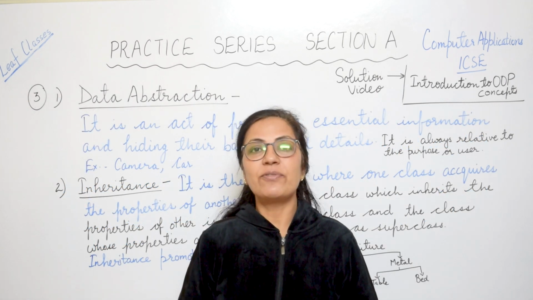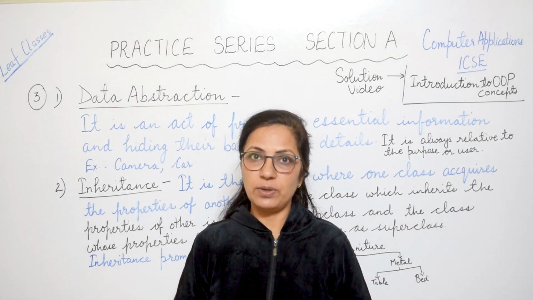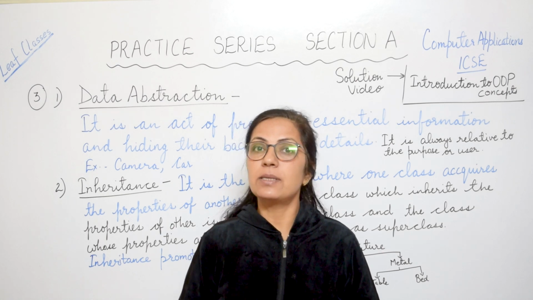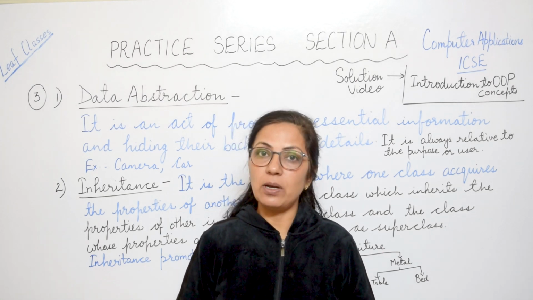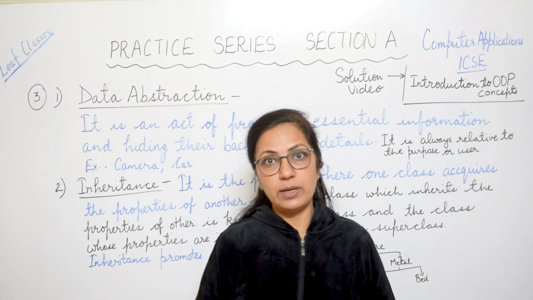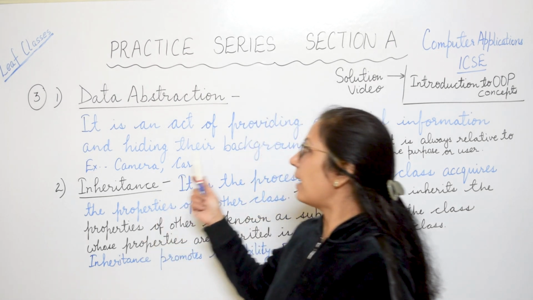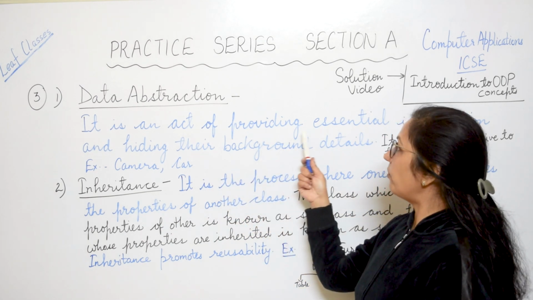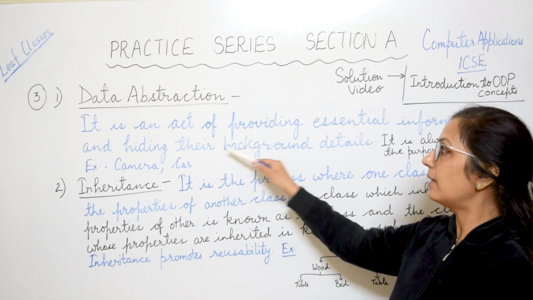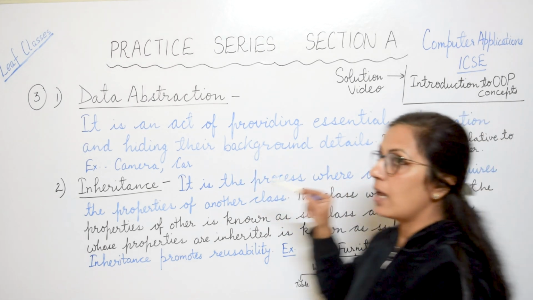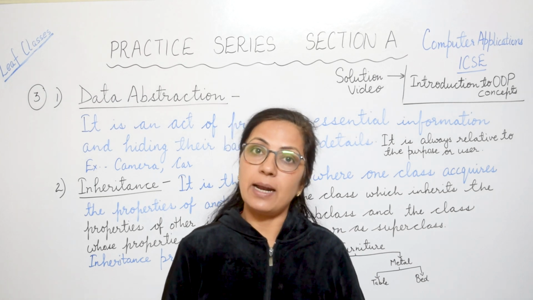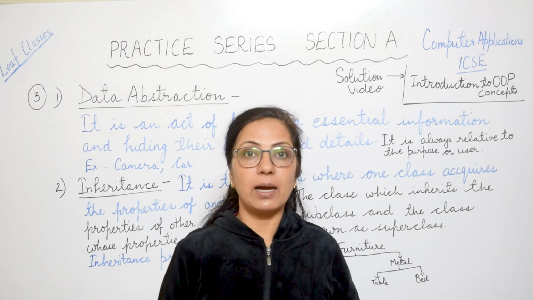Question 3 is to define the 4 principles of object-oriented programming. Children, you know that we have 4 principles: data abstraction, inheritance, polymorphism, and encapsulation. So one by one, I will give you the definition of all these. Data abstraction, it is an act of providing essential information or features and hiding their background details. So what is required, only that is presented, and rest all is hidden in the background.